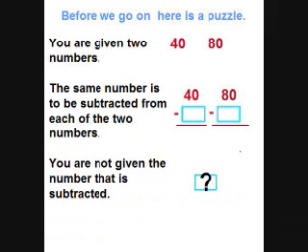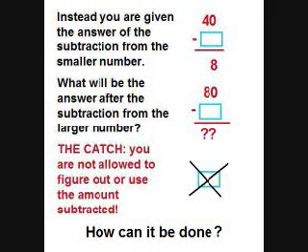Let's make sure we understand this. Before we go on, here's a puzzle for you. You're given two numbers, 40 and 80. The same number is to be subtracted from each of those two numbers. You were not given the number to be subtracted. Instead, you were given the answer of the subtraction from the small number. It's an 8. What will be the answer after the subtraction from the larger number is the question. The catch is you're not allowed to figure out or use the amount subtracted. How can it be done?